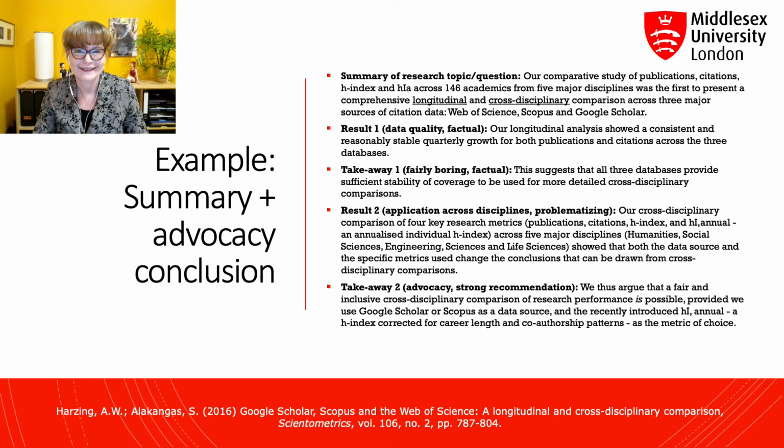So then our final takeaway with a strong recommendation and advocacy was that we can actually have cross-disciplinary comparisons of research performance that are both fair and inclusive as long as we use Google Scholar or possibly Scopus as a data source, and a HI annual, which is an H index corrected for career length and co-authorship, as a metric.